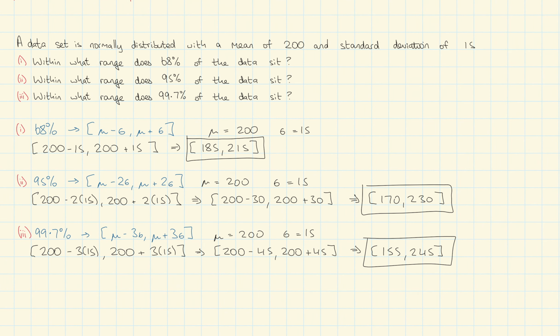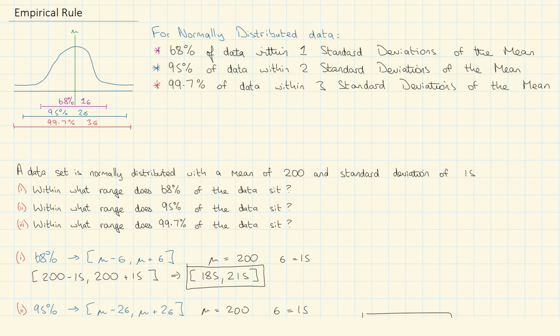Okay, so that's a quick example there of the empirical rule. So 68% of the data within one standard deviation, 95% within two, and 99.7% within three. And that's us done.